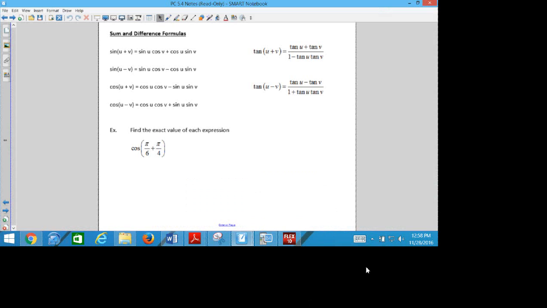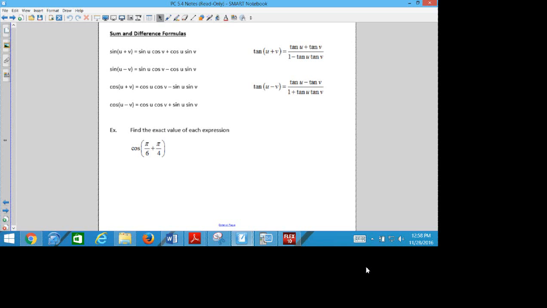Okay, so this says to find the exact value of cosine of pi over 6 plus pi over 4. So pi over 6 is on the unit circle, pi over 4 is on the unit circle, but if I actually added them together, I believe they're 5 pi over 12 together. So that wouldn't be on the unit circle.